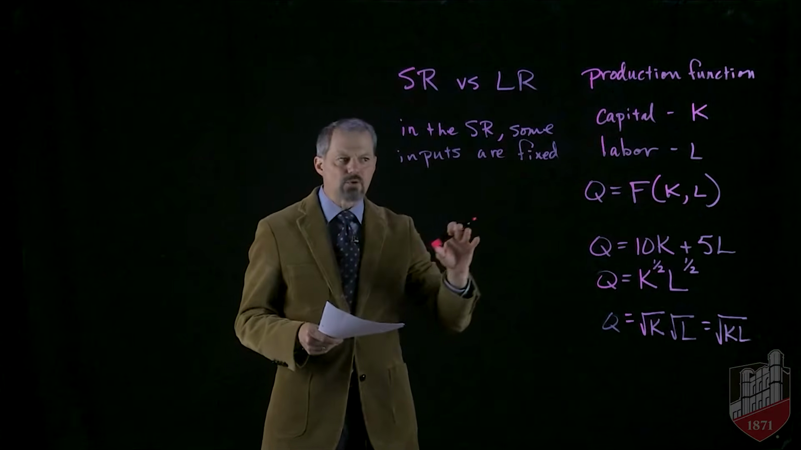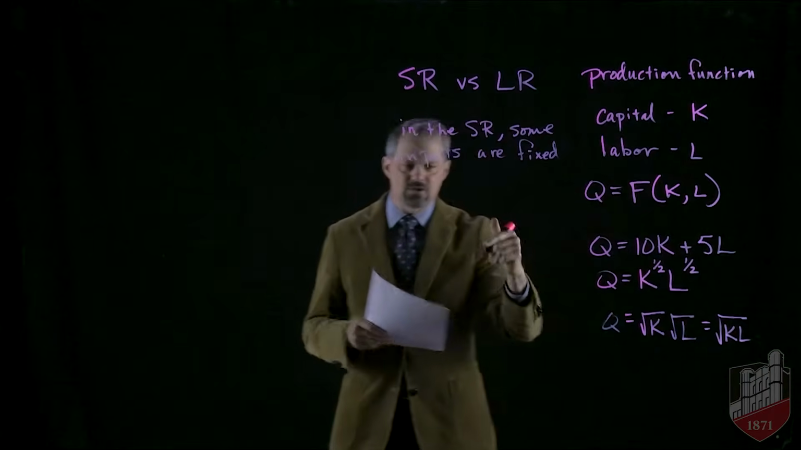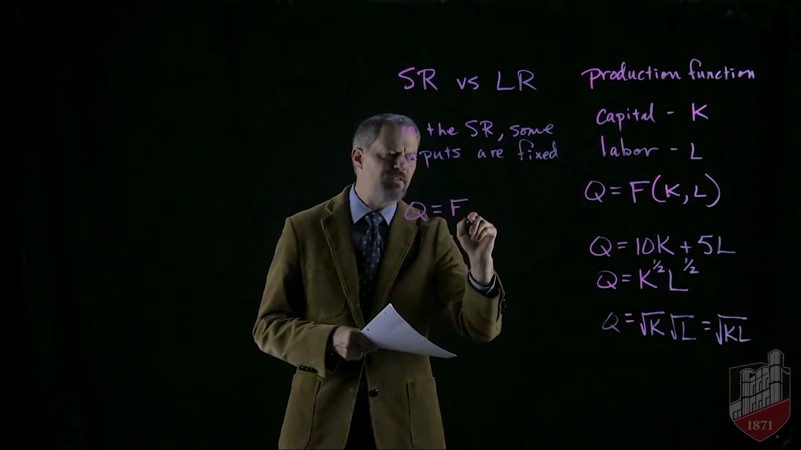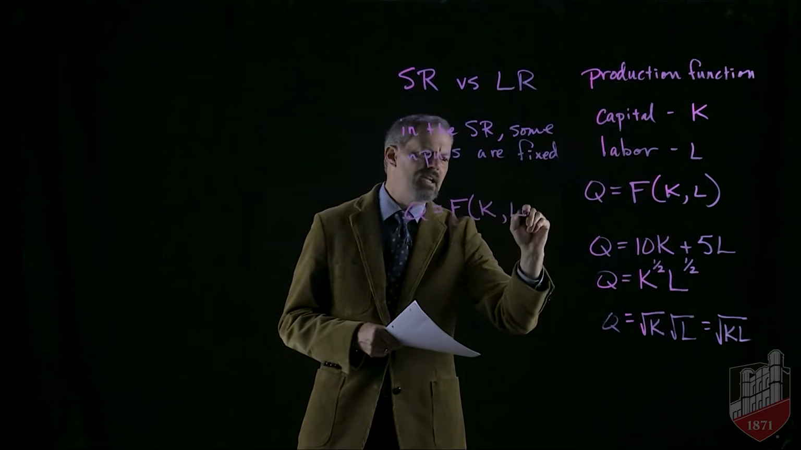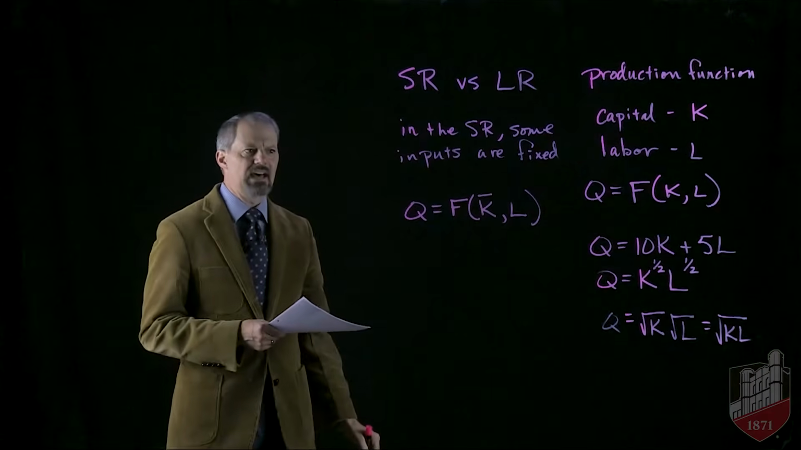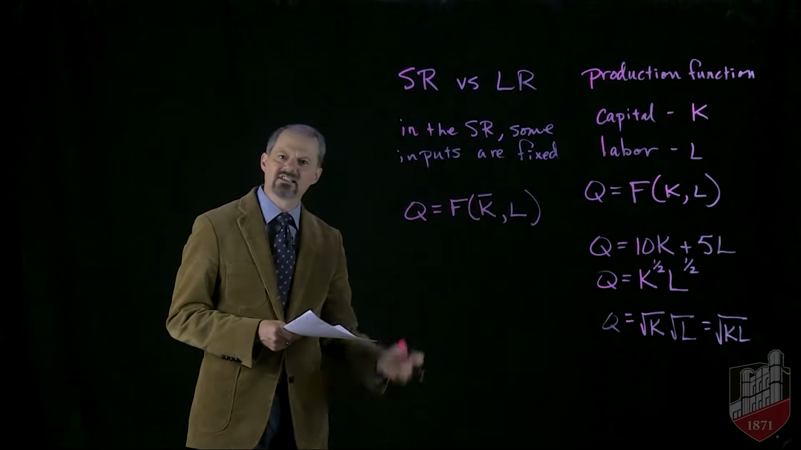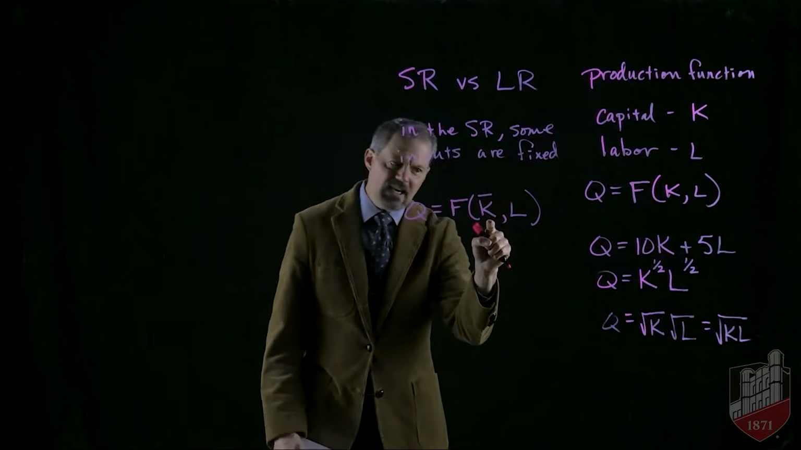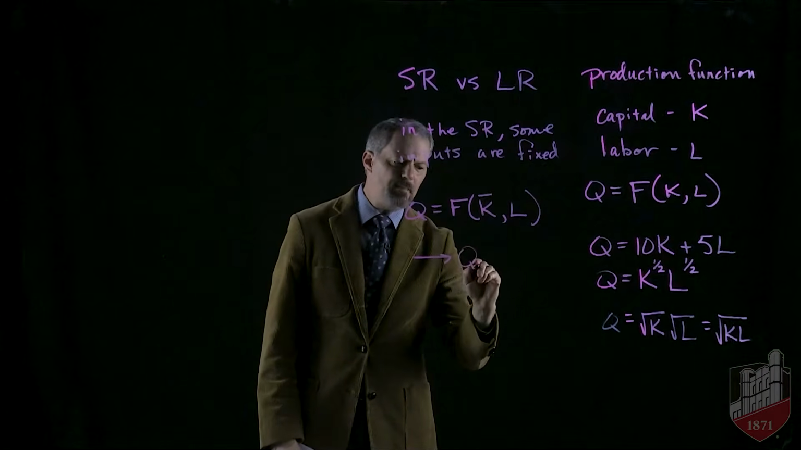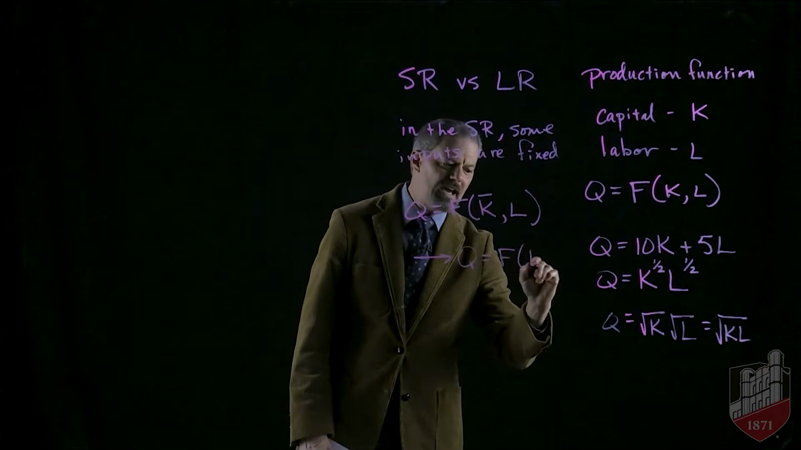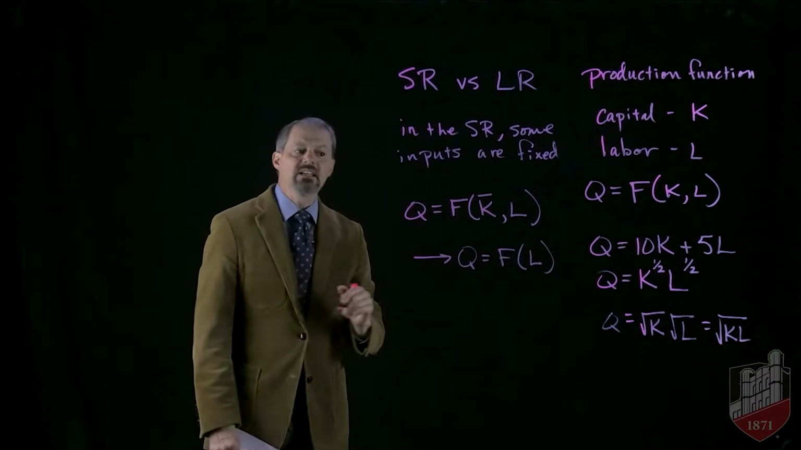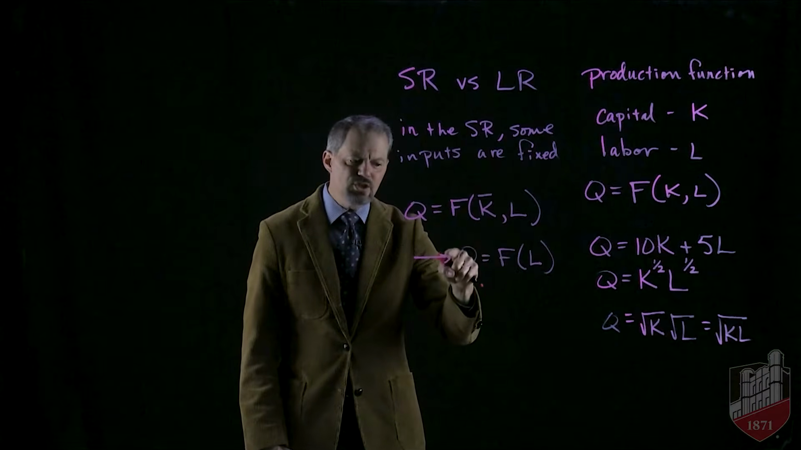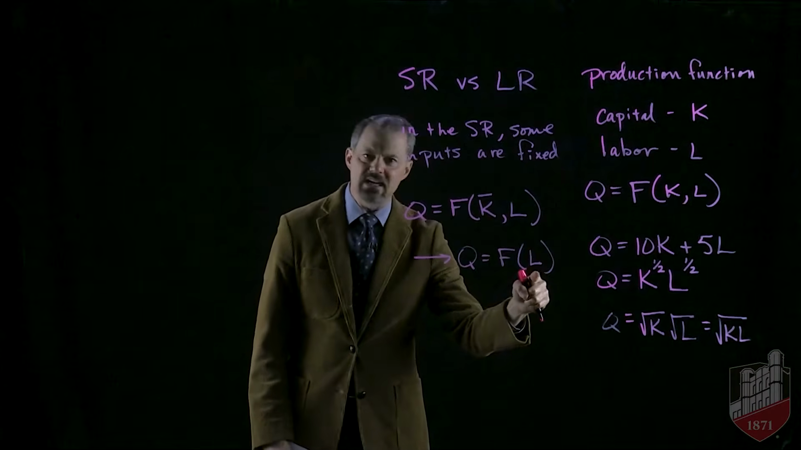And the way that we would describe that with this production function notation is we would say, okay, well, output, if we're talking about the short run, is going to be some function of capital and labor, but what we do is we put a little bar over K to indicate that it's fixed. Okay, it's something that you can't change in the short run. Now, what that means is, if K is fixed, then we can rewrite that production function as just a function now of labor. That means that if you can't change K, then the only way that you can change output is by changing labor.